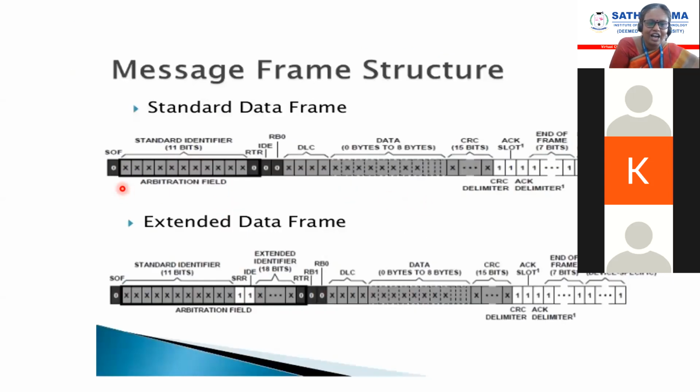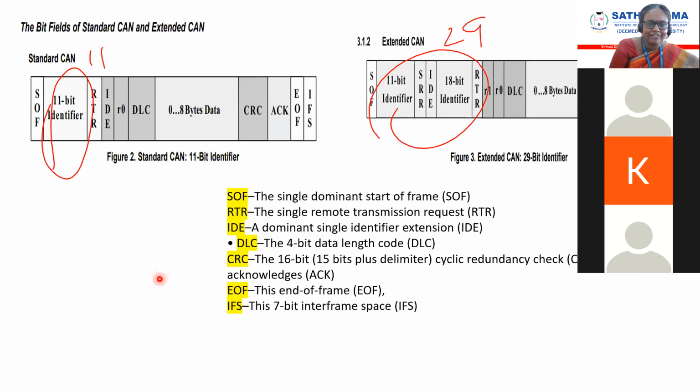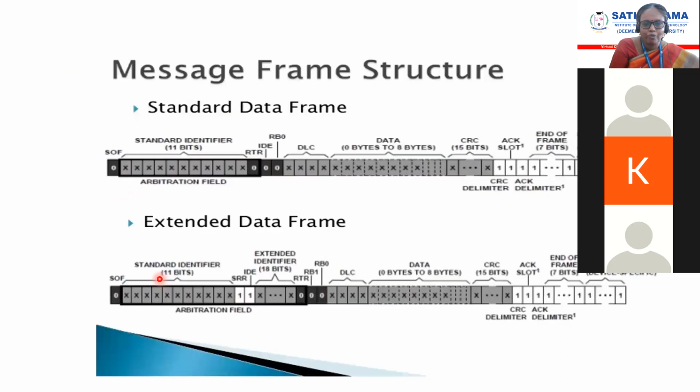What is the difference between the previous one and this one? Here I am allocating 11 bits. They consist of 11 bits. Are you clear? So they have allocated the bits. If this diagram is convenient, you can refer to this. Both are the same diagram only. Identifier bit, end of the frame, interframe spacing, cyclic redundancy check, acknowledgement, data length code, identifier extension, remote transmission request. All these are contained in both standard and extended data frames.